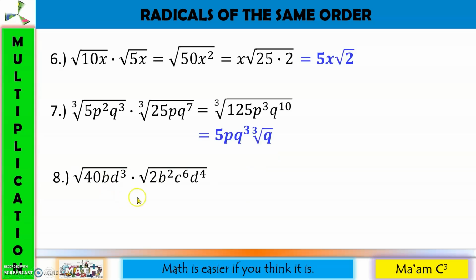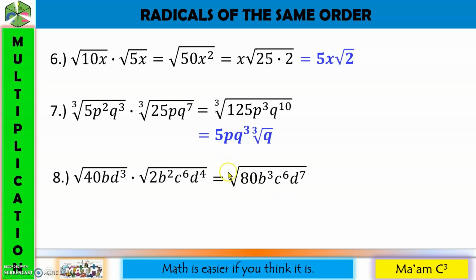Next one, 40 times 2 is 80. 1b plus 2b is 3b's. So I have b cubed. I don't have c here, but I have it here. So I'll copy c to the 6. And then 3 plus 4 is 7. So d raised to 7.